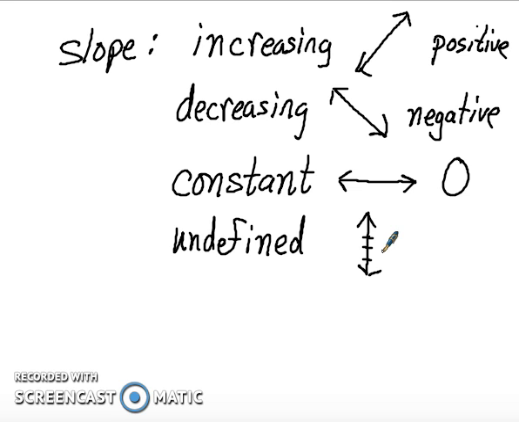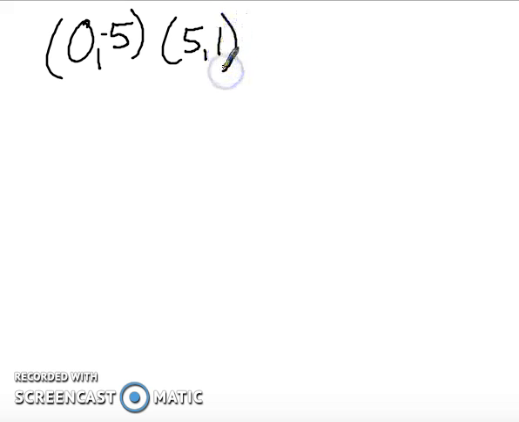So there's the first thing we need to distinguish between. You've got to know what the difference is between them. So let's take a look. Let's start with the point (0, -5) and the point (5, 1), and let's find the slope. The symbol for slope that we'll use is m.